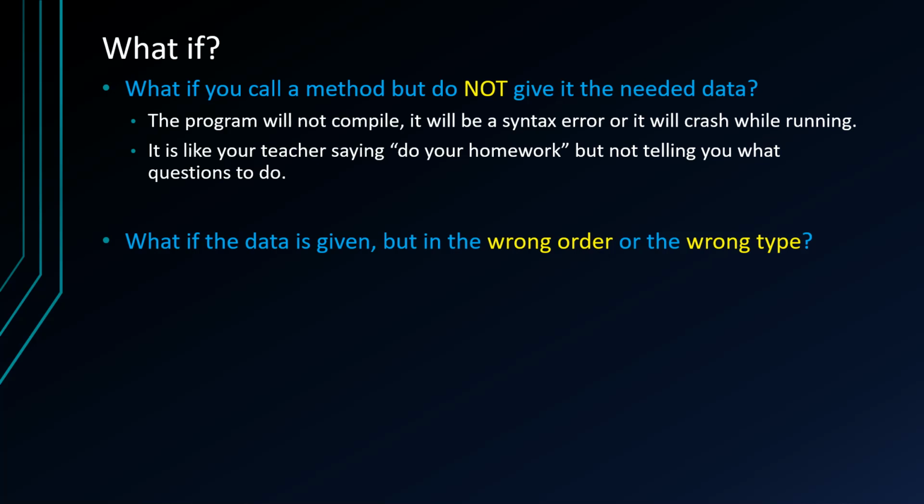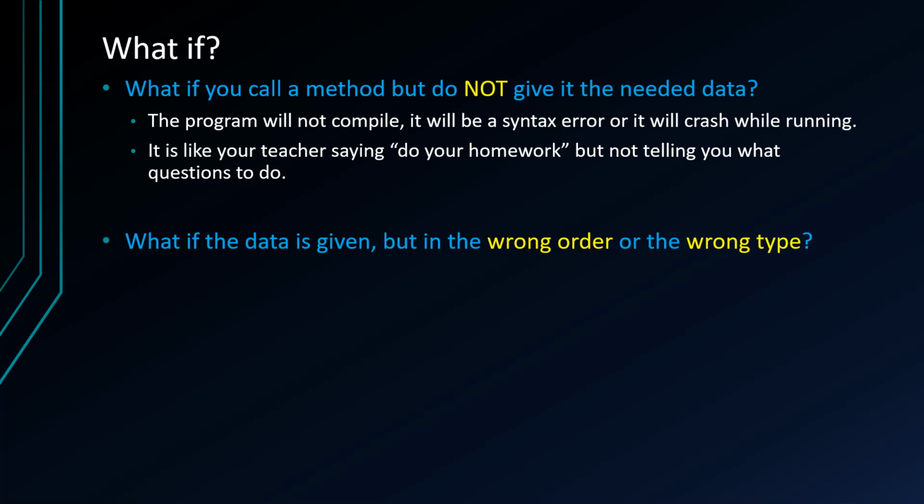What if the data given is okay? You actually gave it data, but it's in the wrong order or the wrong type. Well, let's think about that for a second. Wrong order. Let's think of Math.Pow for a second. With Math.Pow, if I put in 2, 3, so a base of 2 and an exponent of 3, I get a value of 8. But what if I accidentally swap those numbers and I put 3, 2?